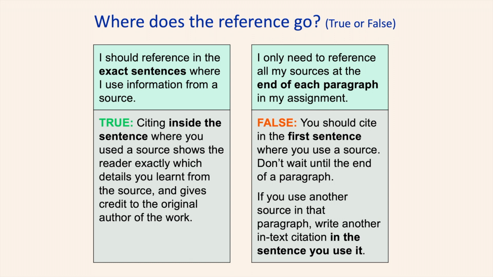If you just cite at the end of a paragraph, the reader doesn't know exactly where in the paragraph you used the source. You need to cite in the first sentence where you use each source. This may mean you have several citations in a single paragraph.